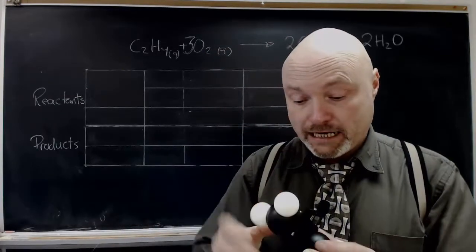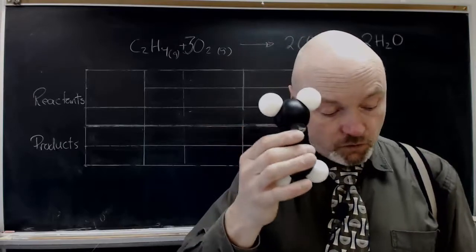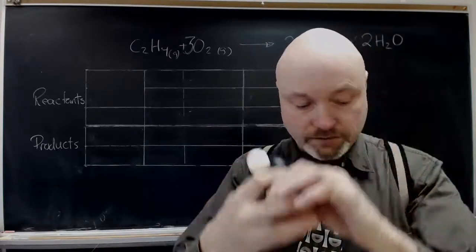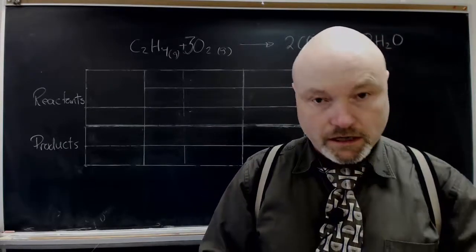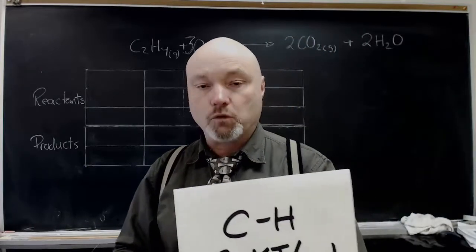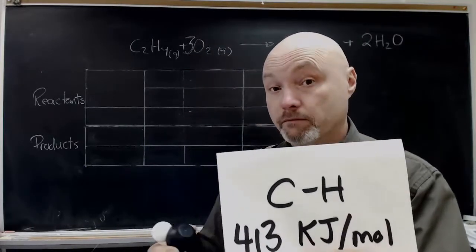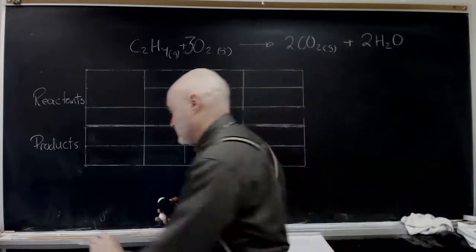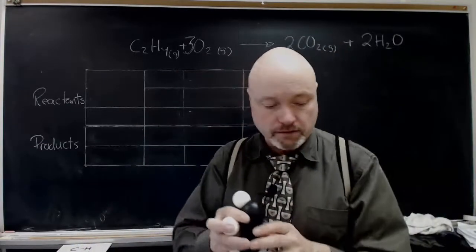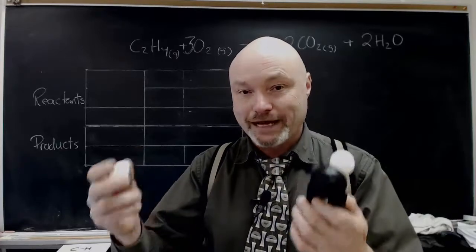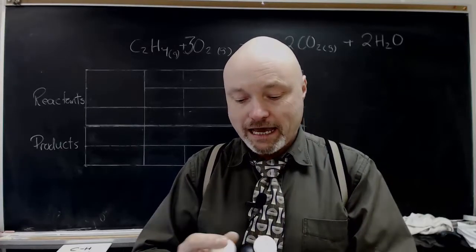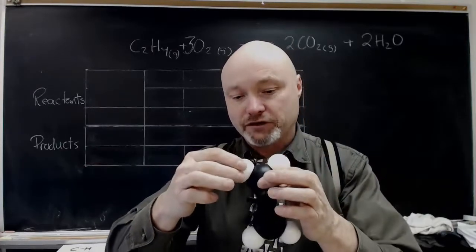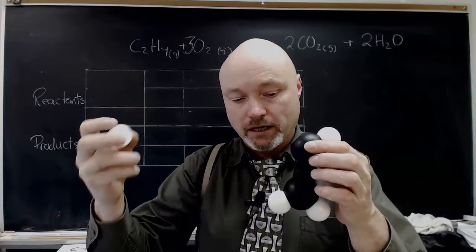Now, if you look at ethene, basically you've got 4 carbon-hydrogen bonds. Each carbon-hydrogen bond has 413 kilojoules per mole of bonds, and we have 4 of them. And so that's the first part of the equation. That's the reactant side. What needs to happen? I need to invest energy in tearing those bonds apart.